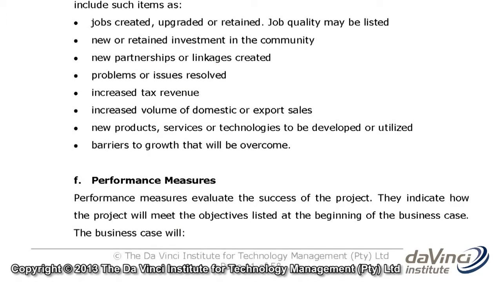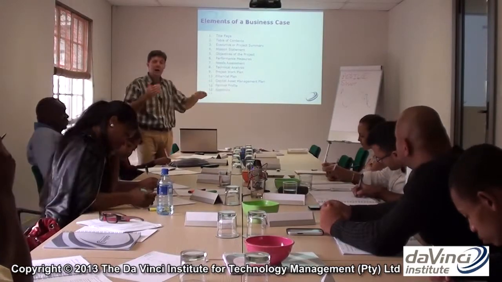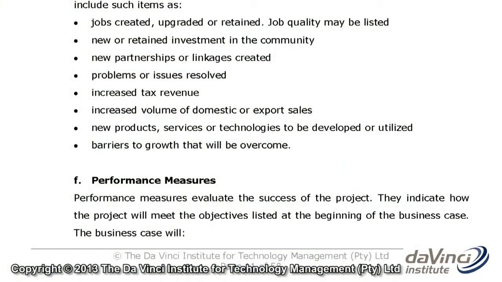Increased tax revenue. Very, very important. Increased volume of domestic or export sales. Remember we spoke about this around the citrus scenario that we chatted about this morning. And then new products, services or technologies to be developed or utilized. What is that about? Purple cows, related back to our sigmoid curves. What is the life cycle of that particular new product? Barriers to growth that will be overcome.